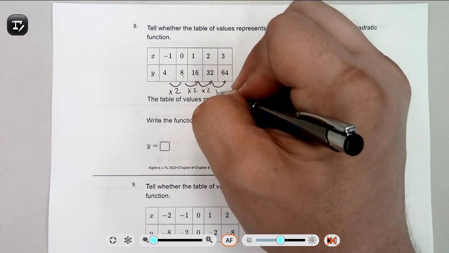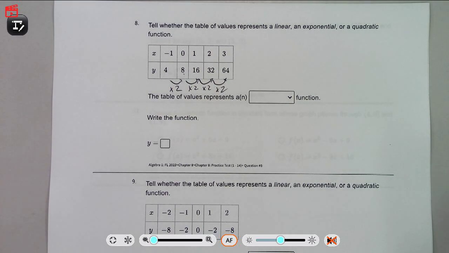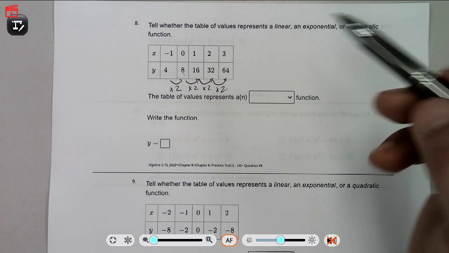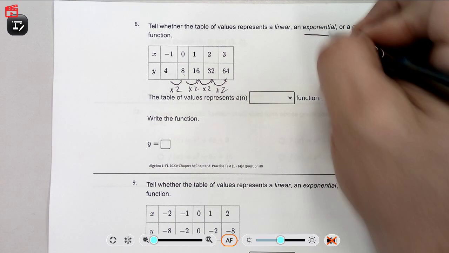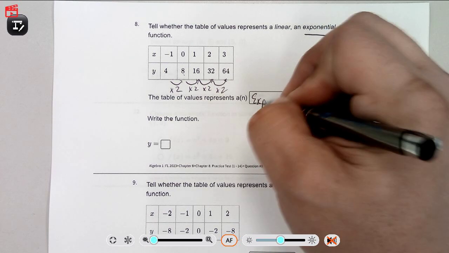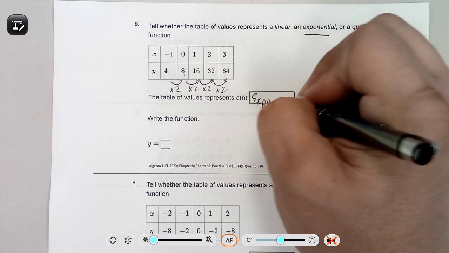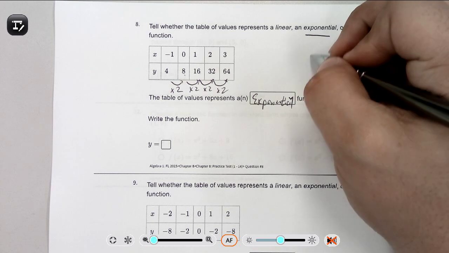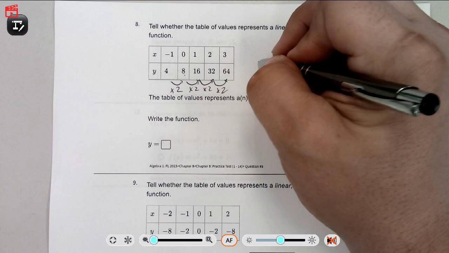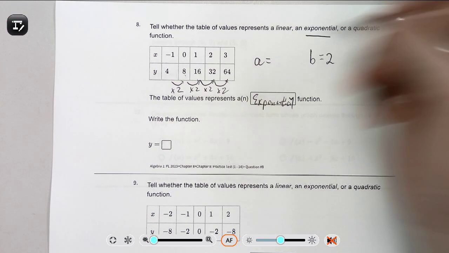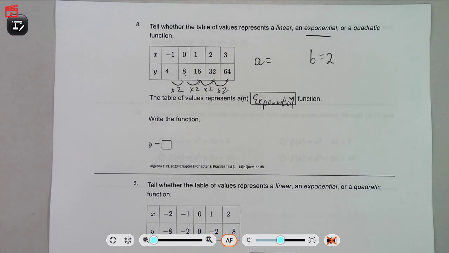2 times 2. Okay, we have a common ratio. That's the b value for an exponential. So this is an exponential. We have our b value, it's 2. I need our a value, that's our initial value or our y-intercept.